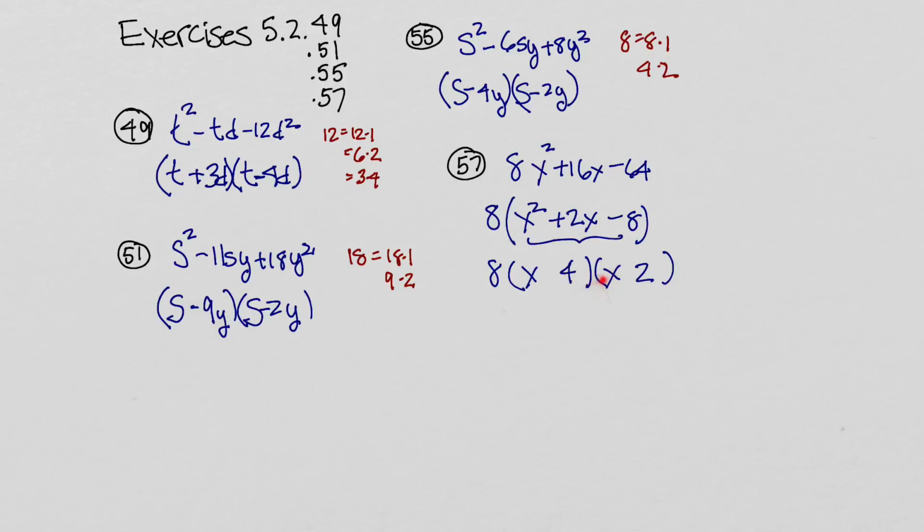Now the inner product is 4x. The outer product is only 2x. So the inner product is bigger. I'm going to put the plus sign here and the minus sign here. Now let's just run a quick check here. This will give us x squared, there's our first term, negative 2x plus 4x. Negative 2 plus 4 is plus 2, and then negative 8. Looks like we've got it.